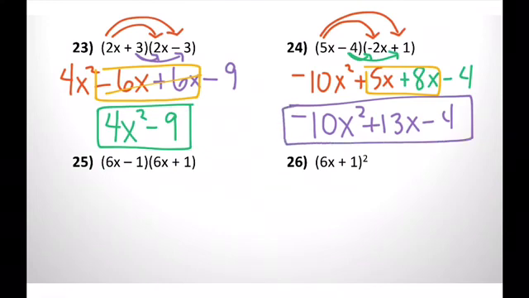And most of the time we're giving you stuff that's going to turn out to be in standard form if you do it in order anyway. So just give it a quick once over and see that it's in standard form and you can move on.